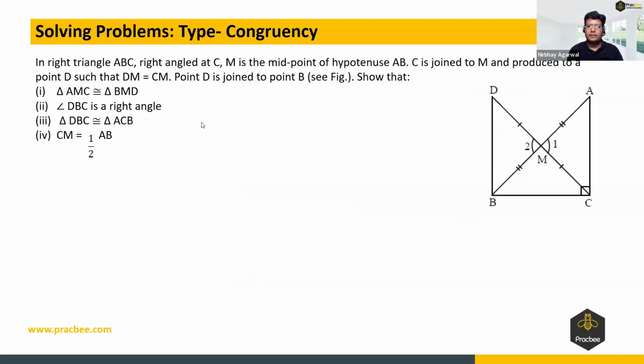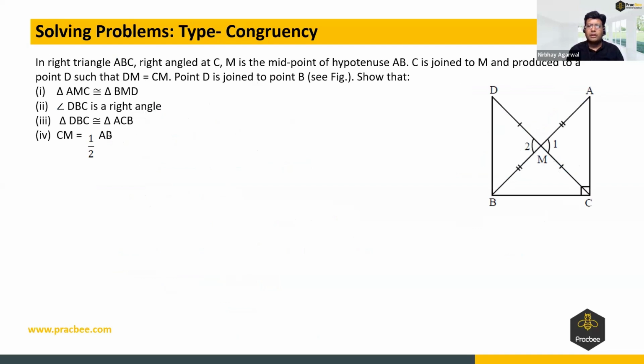So it is given that in right triangle ABC, right angle at C, M is the midpoint of hypotenuse AB. C is joined to M and produced to a point D such that DM equal to CM. Point D is joined to point B.